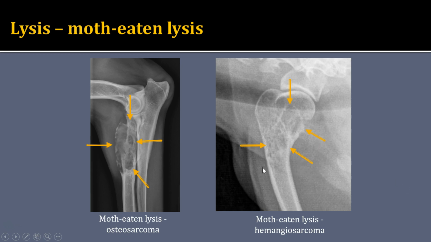Here is a proximal humerus of a dog that has a little bit different appearing moth-eaten lysis, much smaller, and then fewer medium-sized excavations of bone loss, also expanding the caudal cortex here of the proximal humerus, and this is a primary bone tumor, in this case hemangiosarcoma.